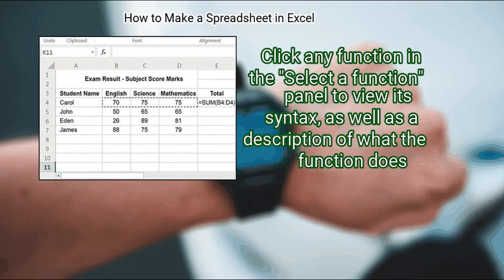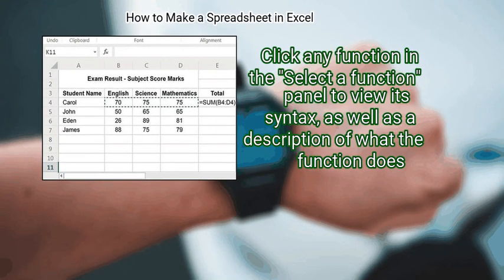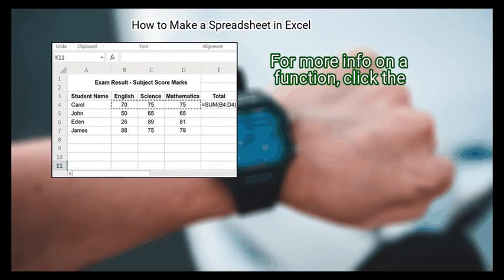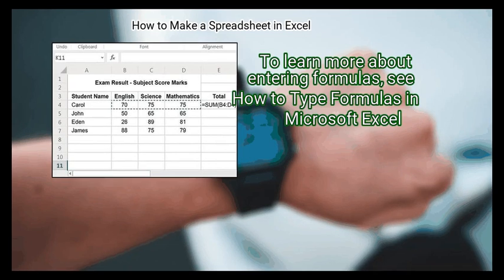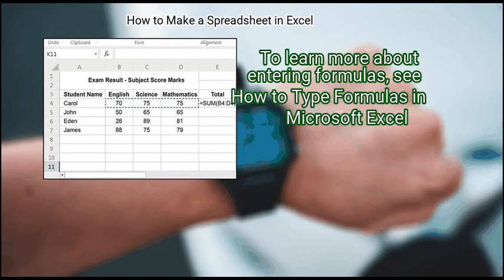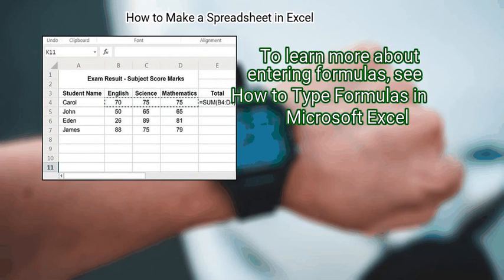Click any function in the Select a Function panel to view its syntax, as well as a description of what the function does. For more info on a function, click Help. Click OK when you're done browsing. To learn more about entering formulas, see how to type formulas in Microsoft Excel.